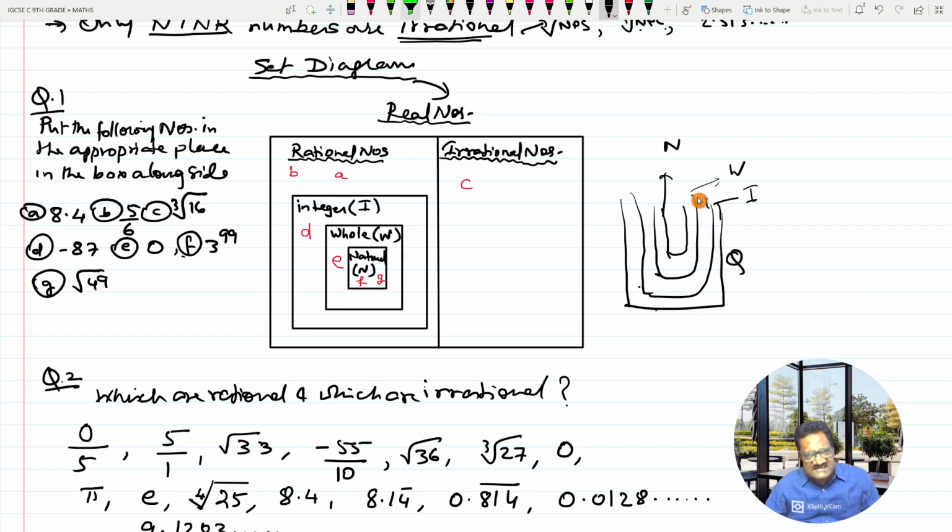Inside the rational number box you have the integer box, inside the integer box you have the whole number box, and inside the whole number box you have the natural number box. That is what I have shown here. Now try to understand this question.